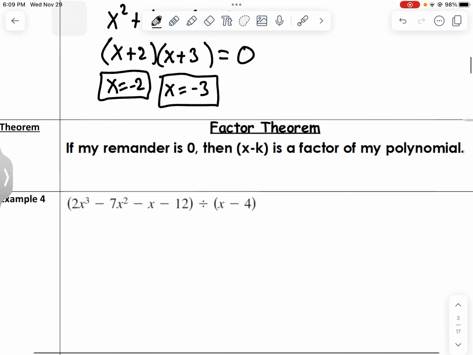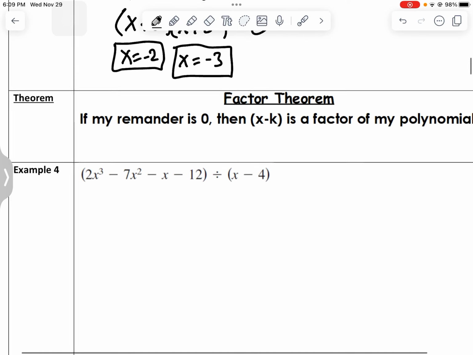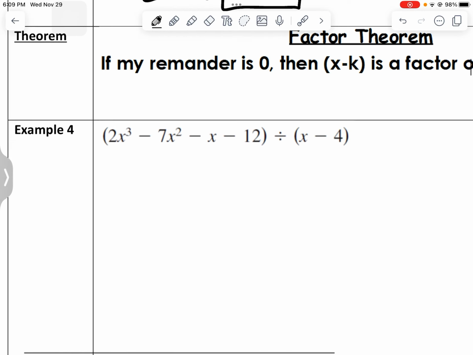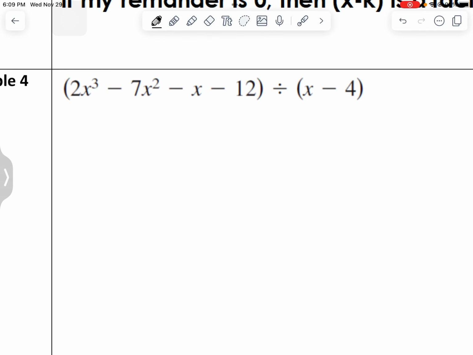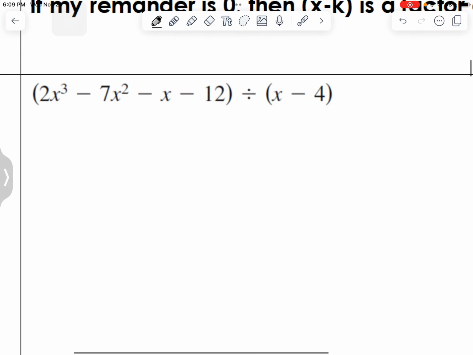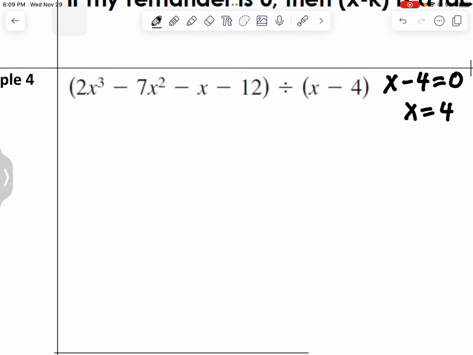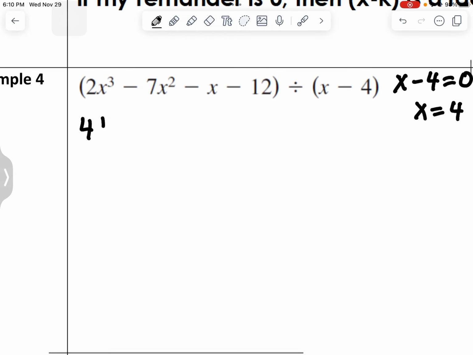Okay, now I've kind of alluded to this idea already, but the factor theorem states that if my remainder is 0, then x minus k is a factor of the polynomial. So we can prove here, if we get 0, that x minus 4 would be a factor of our larger polynomial if the last number is 0. So remember, when it's given to you like this form, you're trying to think of what's the solution to x minus 4, and that would be positive 4. So here we're going to use positive 4 instead. Line these numbers up.